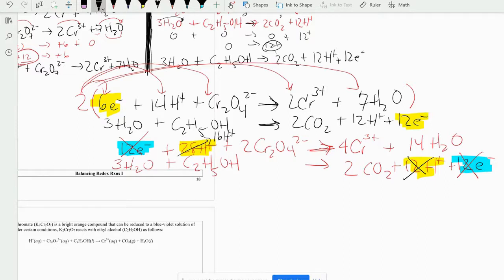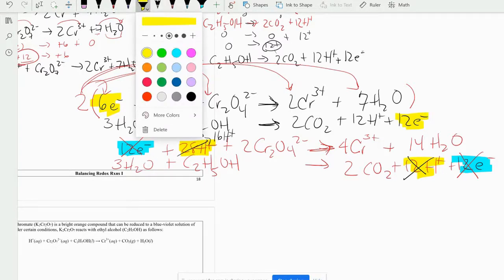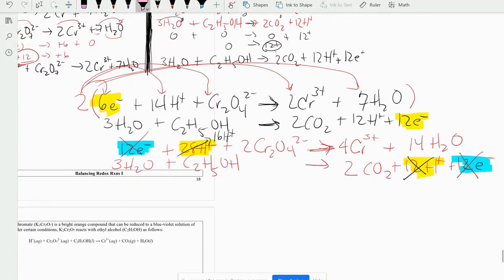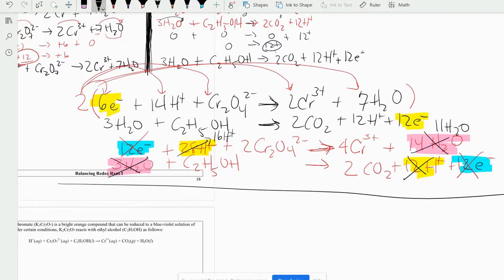Let's see, what else can I balance here? Oh, I can balance water. Let me highlight this in another color. I have 3 waters right here on this side, and I have 14 waters on that side. And so what would happen is I would consume all 3 of these water molecules and have 11 remaining over here.